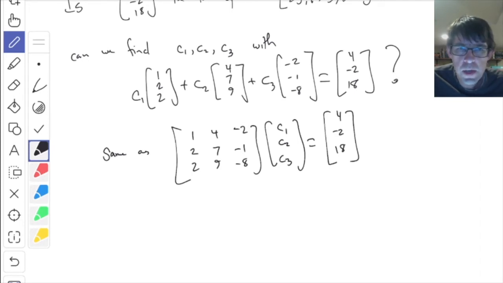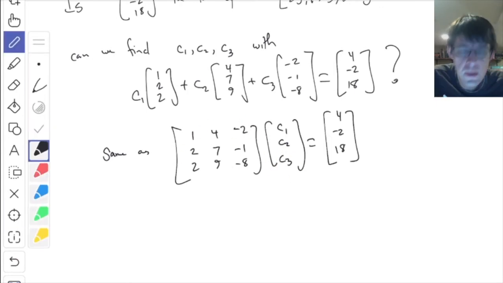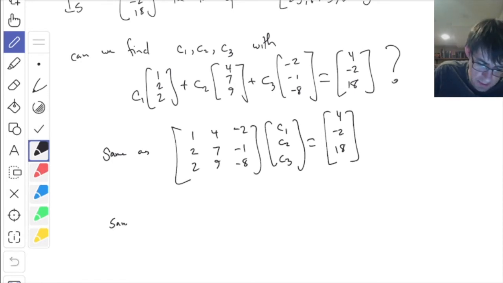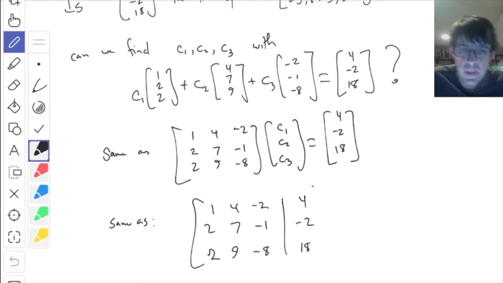just because they are. I don't know if I want to explain. It has to do with the somewhat weird way in which you multiply this matrix times this vector, which I said I'm going to talk a bit about later on. But that being the same as that means it's the same as solving this matrix equation. 1, 4, negative 2 with the bar and the 4. 2, 7, minus 1, negative 2. 2, 9, minus 8, and 18, right?